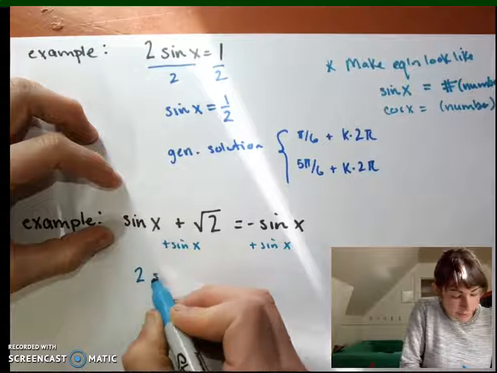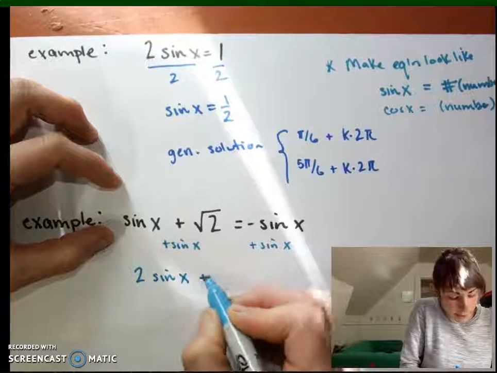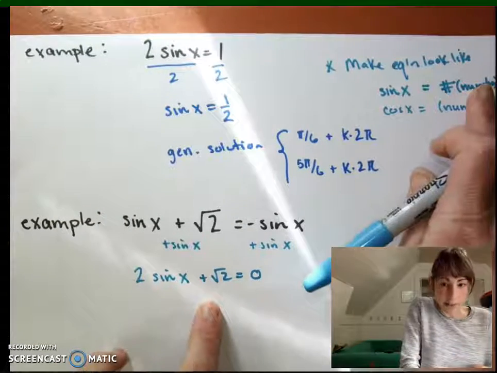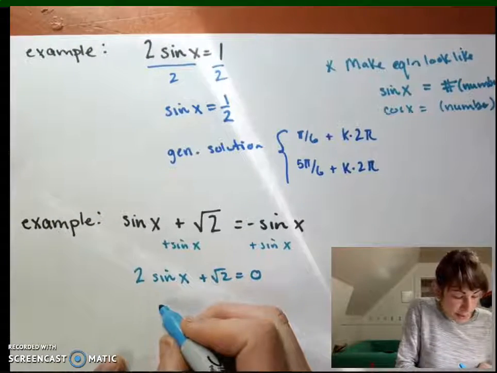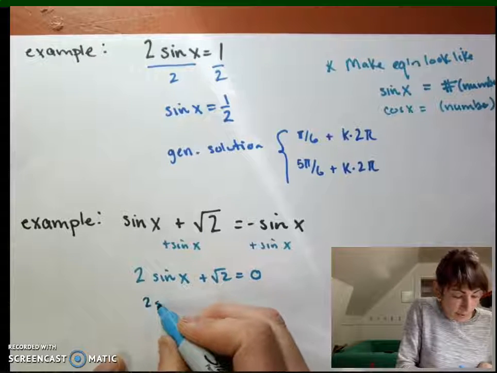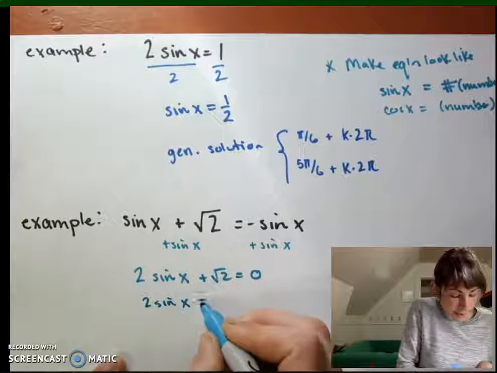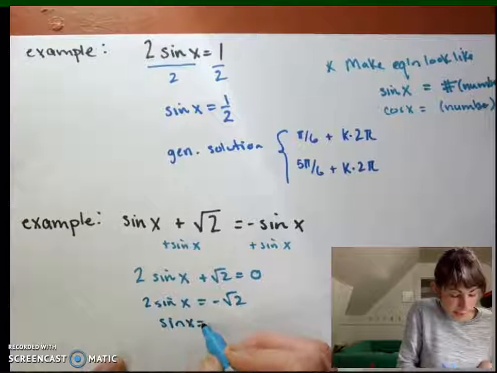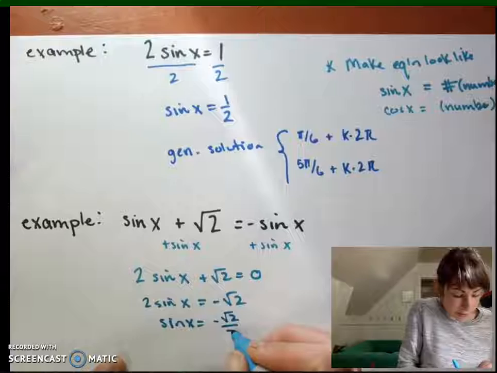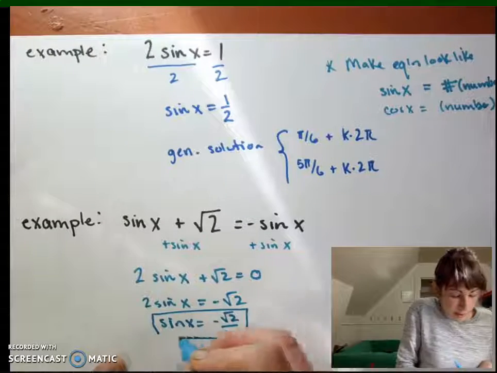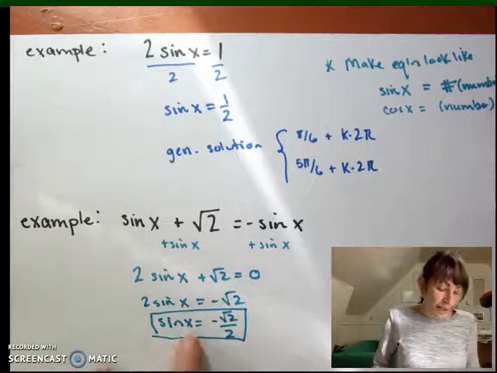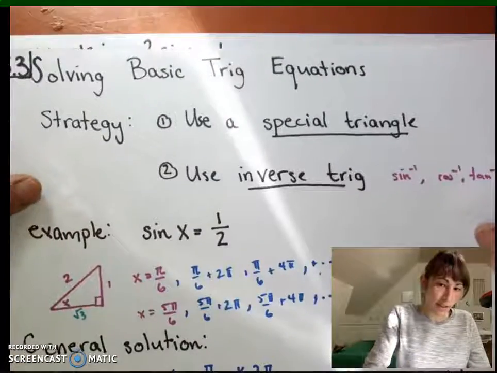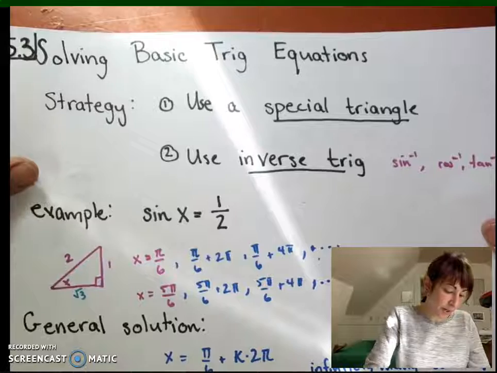now I have 2 sine x plus root 2 equals 0. And I need to get a number on the other side. So now I'll end up with 2 sine x equals minus root 2. So finally, I get sine x equals minus root 2 over 2. So I'm almost done, but now I need to find x. I'm going to use a similar strategy to before.